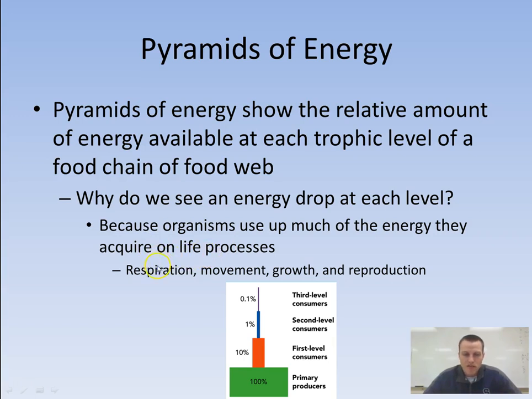We use that energy for respiration, to breathe, to go through ATP synthesis. We must move, so we use energy that way. We have to grow, we have to reproduce. So we're using all that energy that we used to have in order to do all of this, and very little energy is actually going into storage for the next consumer to get any energy out of it. So you're seeing energy decreasing as we move up this pyramid.